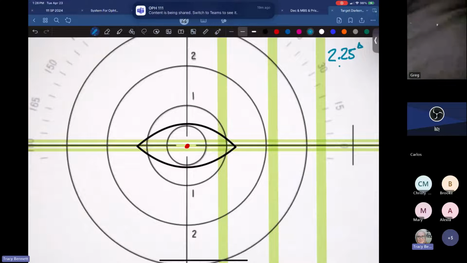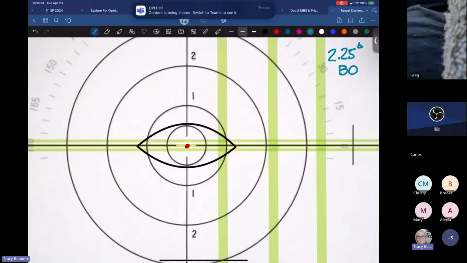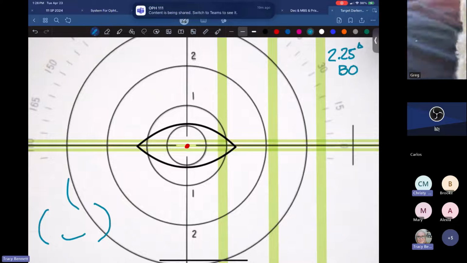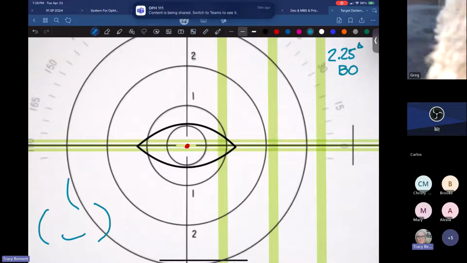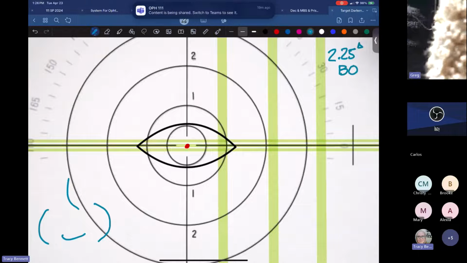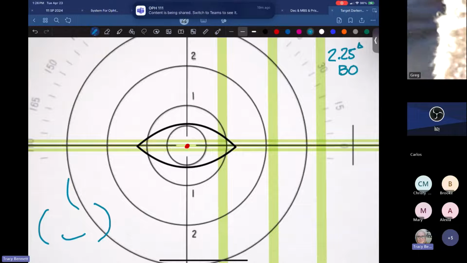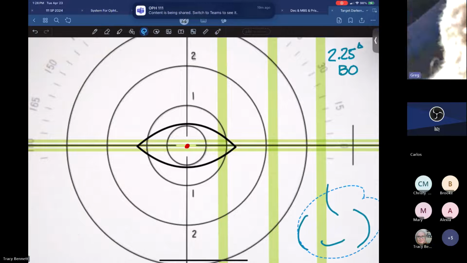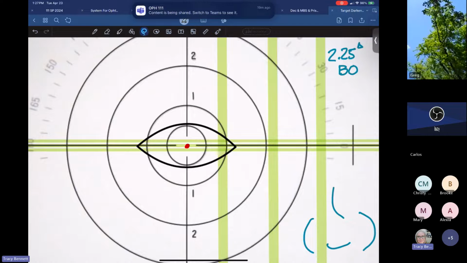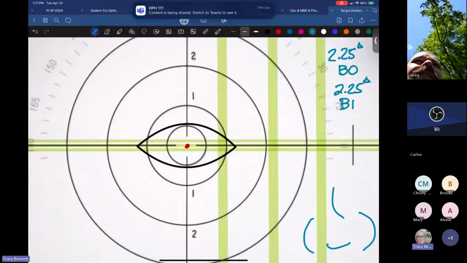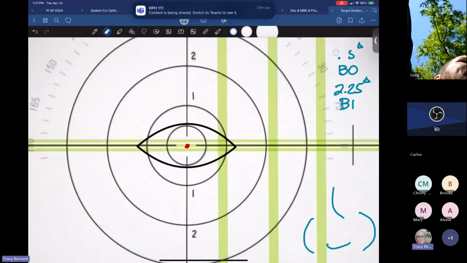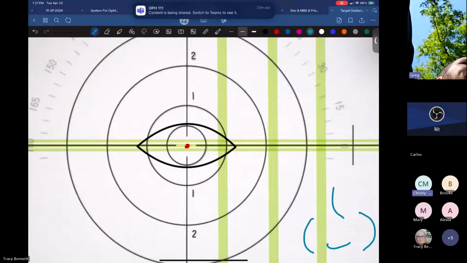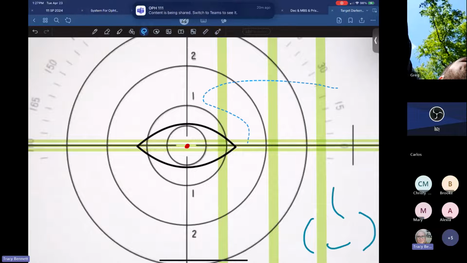Do you agree, Christy? Where's your nose? We're dealing with an OS, so the nose is going to be over here. Left eye, nose on the left. Right eye, nose on the right. So 2.25 base out. What would it be if the nose was on the other side? Then all of a sudden we get 2.25, the value stays the same, but it becomes base in prism. Everybody following that? Yes. All right, we're going to level it up.